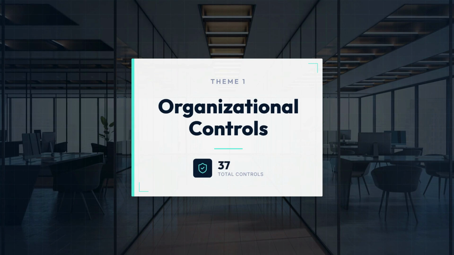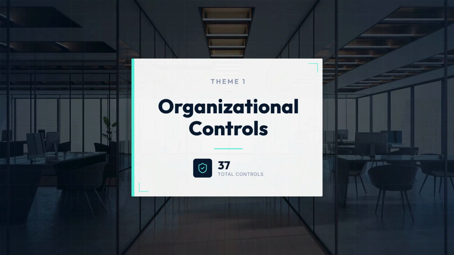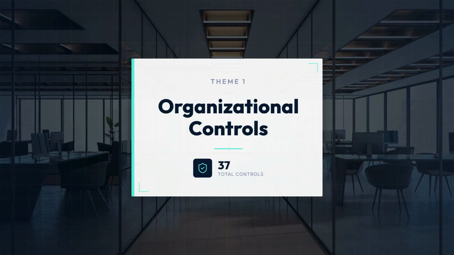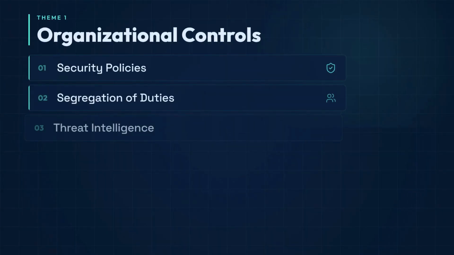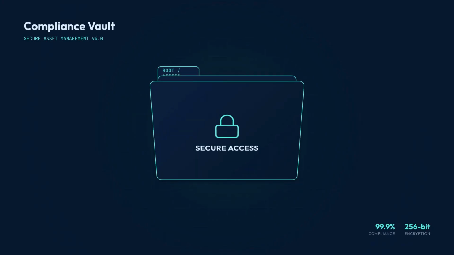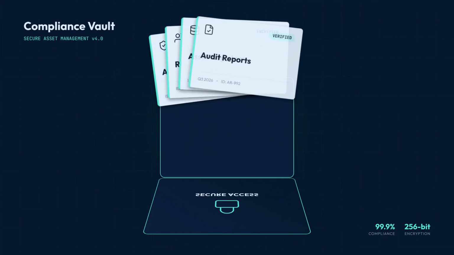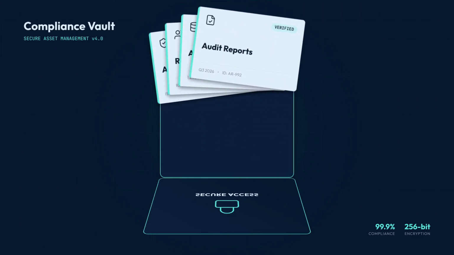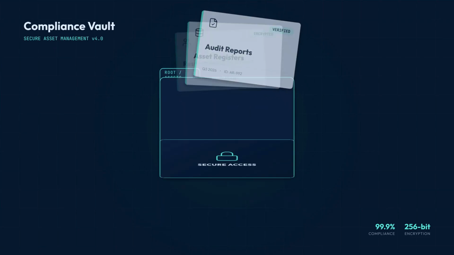Theme 1 covers organizational controls. These 37 controls address the governance and management of information security within your structure. Examples include your security policies, roles and responsibilities, segregation of duties, threat intelligence, and management of supplier and cloud security. Possible audit evidence includes your approved policies, responsibility matrices, asset registers, supplier contracts, and management review records.